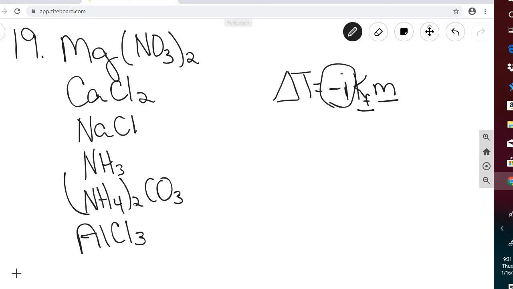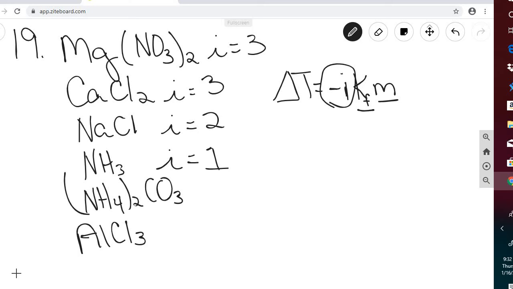So we have to look at how many ions each of these will split into. Okay, so this one, i would be equal to 3. So you have 2 of the nitrate ions and 1 magnesium. This one, i would also be equal to 3. 2 chlorines and 1 calcium. The sodium chloride, i is going to be equal to 2. NH3 is a covalent compound, so it won't split into ions, so i is going to be equal to 1. The (NH4)2CO3, so here's 2 ions, so it's 2 of those and 1 of those. So i is going to be equal to 3. And then for this one, you're going to have 1 aluminum and 3 chlorines. So i is going to be equal to 4.